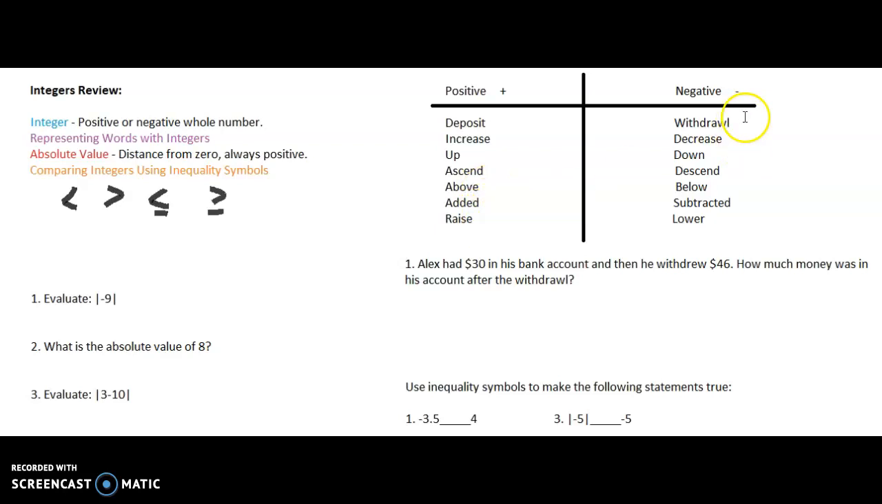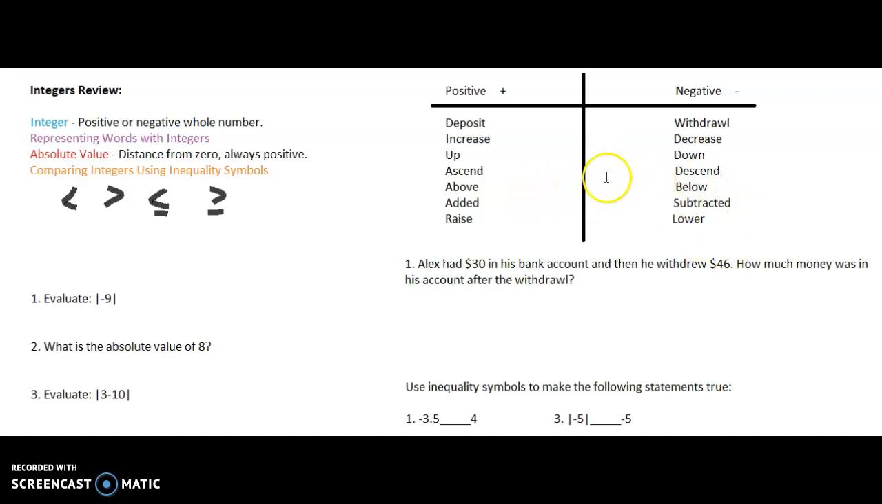And then for negatives, we have a withdrawal, which means I'm taking money out of the bank. A decrease, which means it's going down, descending, going down a mountain, going down in the water, below sea level, and those kinds of things.